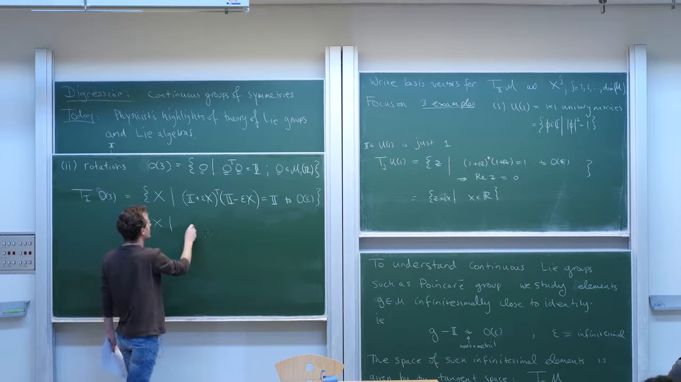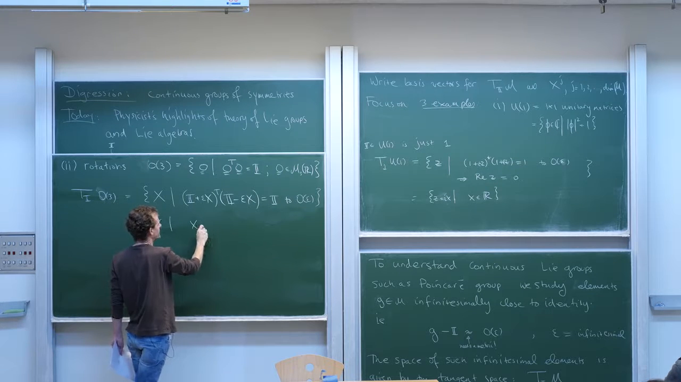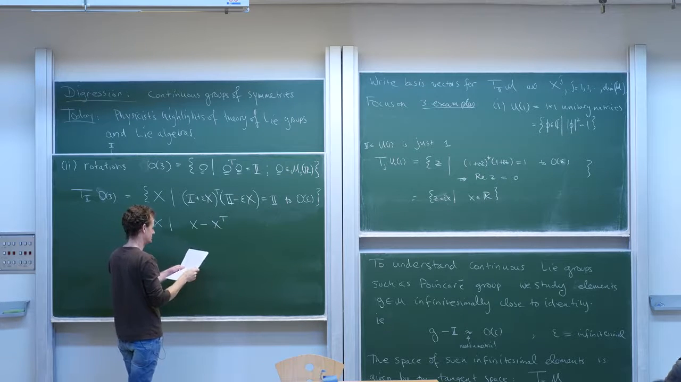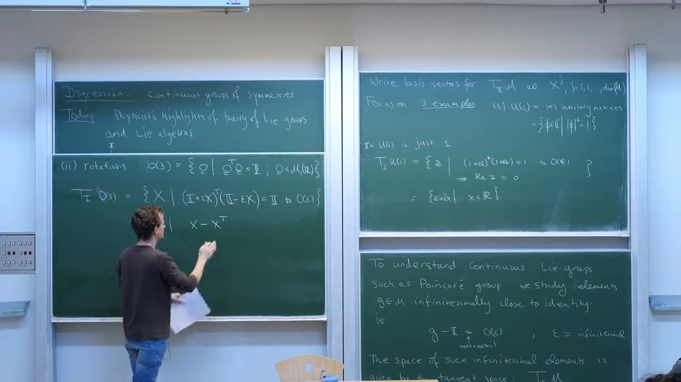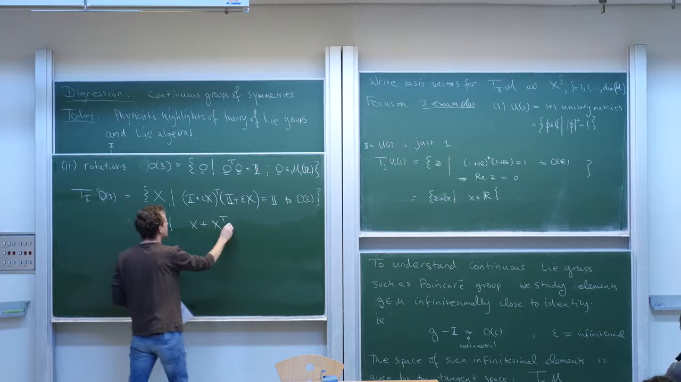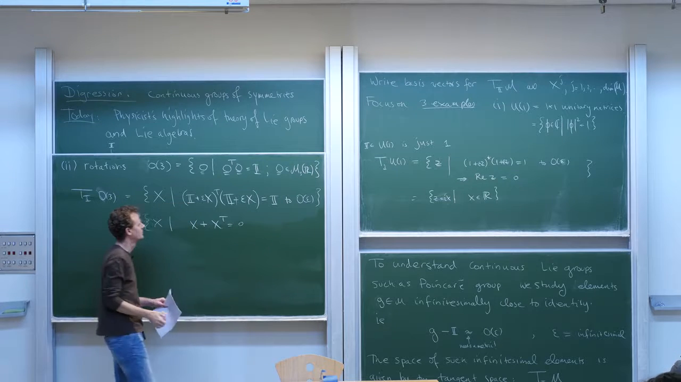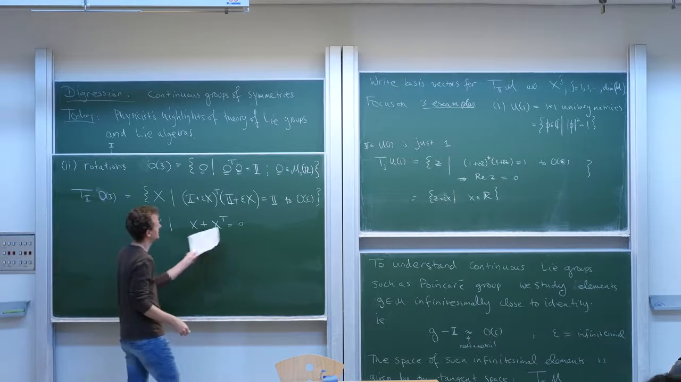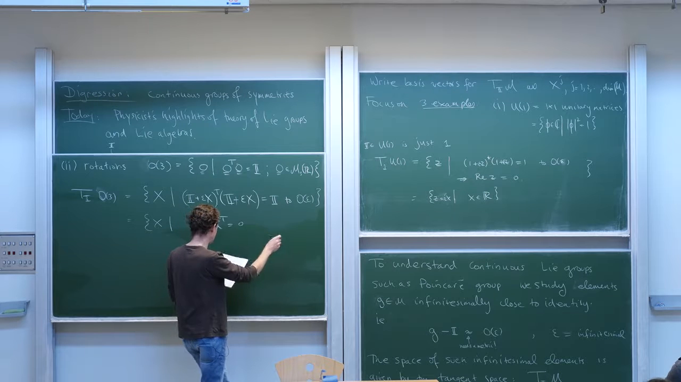And you can just work it out, and you find that that's the same as the set of matrices X. Sorry, there's a plus there. This is equal to the linear space of 3 by 3 matrices such that X plus X transpose equals 0, otherwise known as antisymmetric matrices.